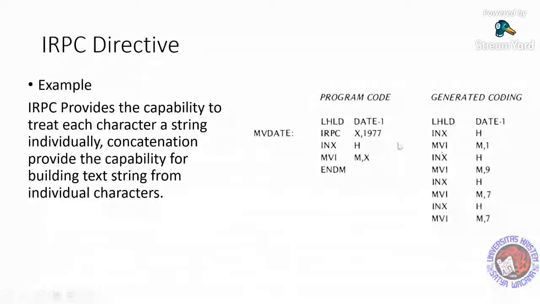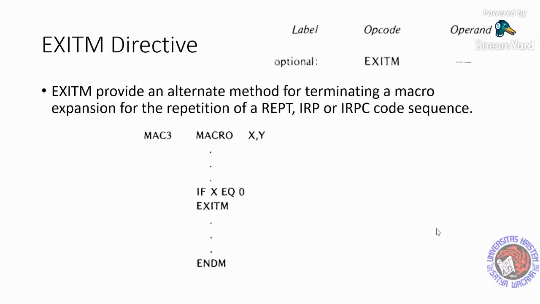1977. Okay, this is the generated code. Load the data 1 and then increment X, move to the memory location of X, then move to the memory location of 9, move to the memory location of 7, move to the memory location of 7, and then halt, and ENDM. The EXITM directive means that you do the exit, just like halt.